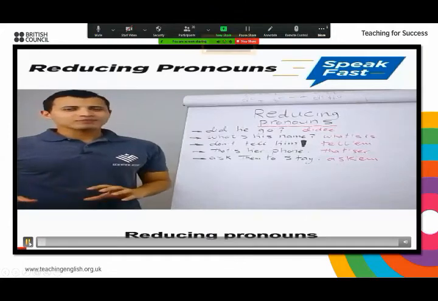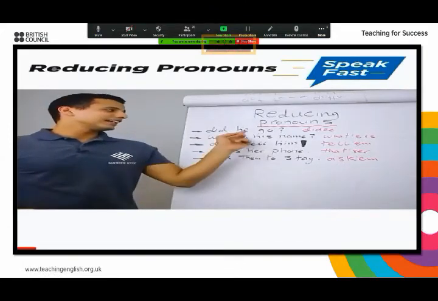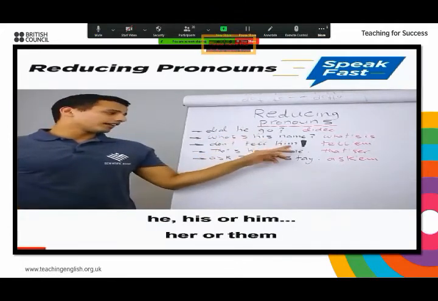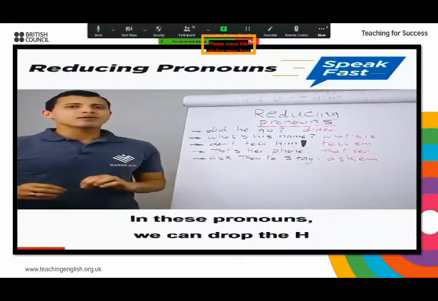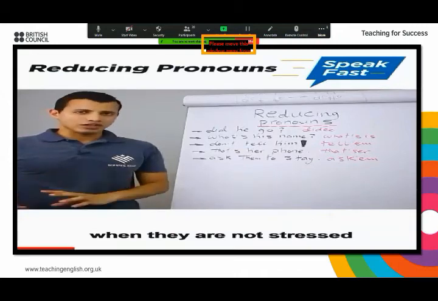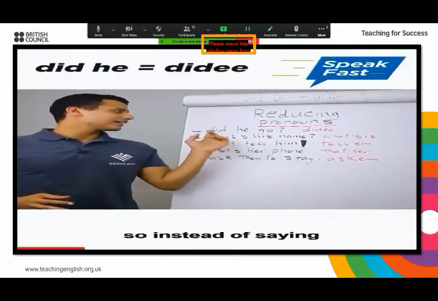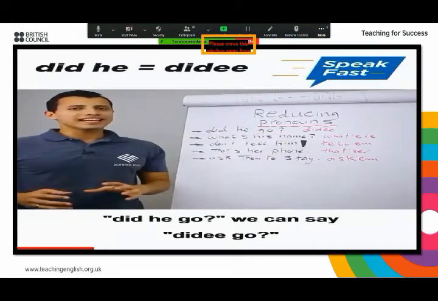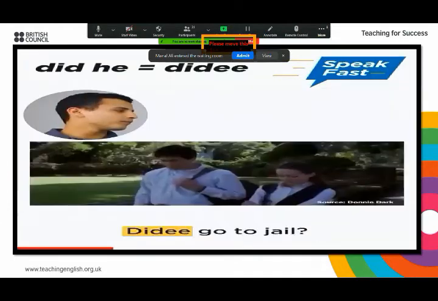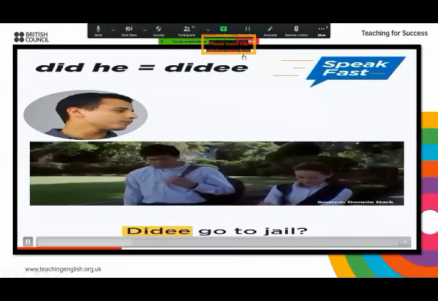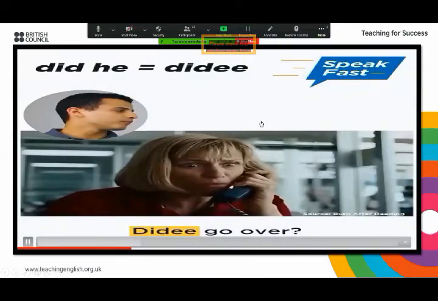Reducing pronouns. Pronouns are words like he, his, him, her, or them. In these pronouns, we can drop the H when they're not stressed. So instead of saying "did he go," we can say "did 'e go?" Did 'e go to jail? Did 'e go over?